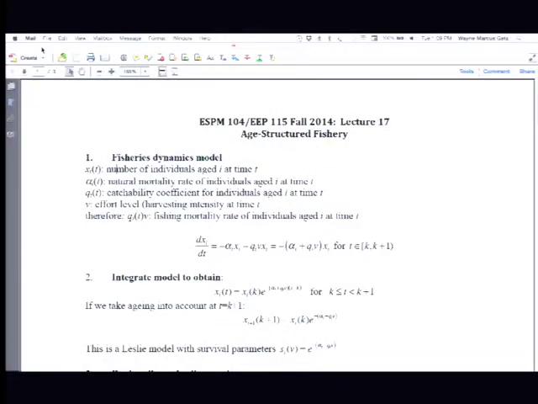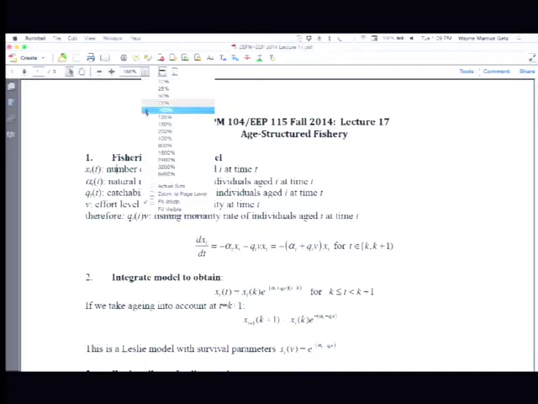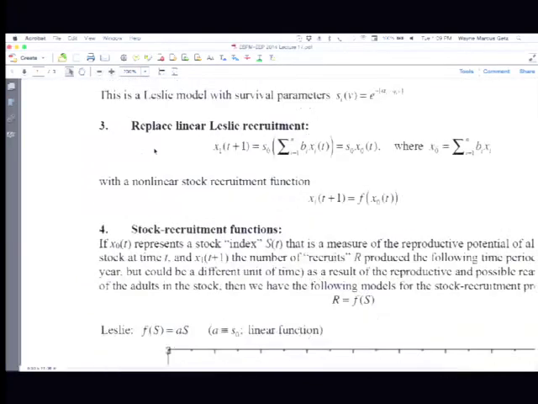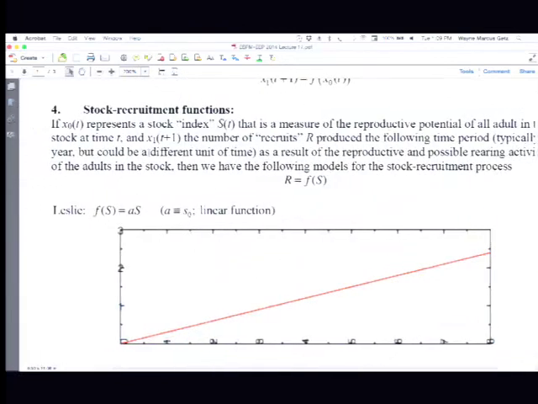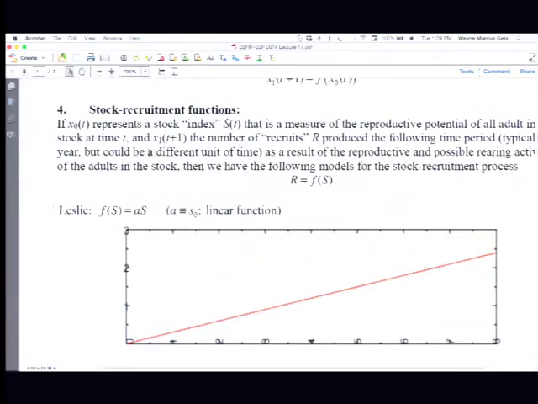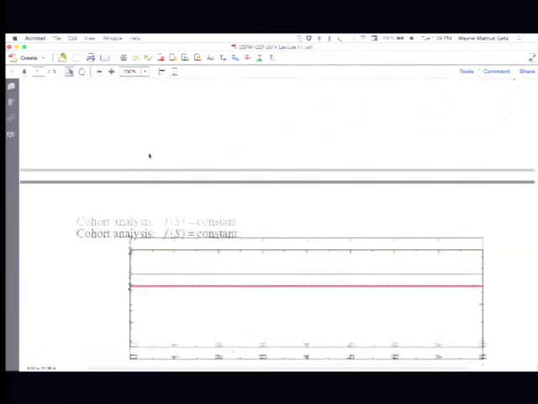So if I can get this over here. And I'll make this a little bigger. So in the Leslie model, our stock recruitment relationship was just f of s is a constant, and we call that constant S0. That was the Leslie model. So you'll see this includes the opportunity to build a Leslie-like model.